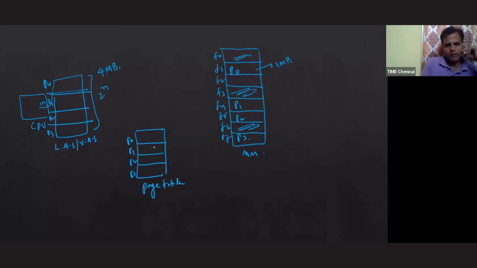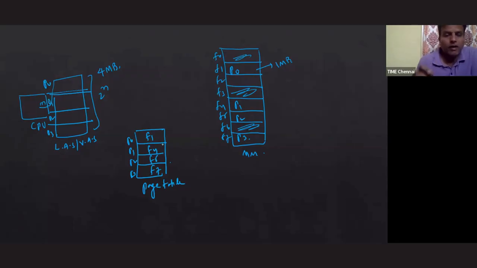Page 0, where is it, sir? Frame 1. Page 1, frame 4. Page 2, frame 5. Page 3, frame 7. Okay, fine. Like this, we are keeping it inside the page table. So that means wherever the pages are, that information I am maintaining inside the page table.